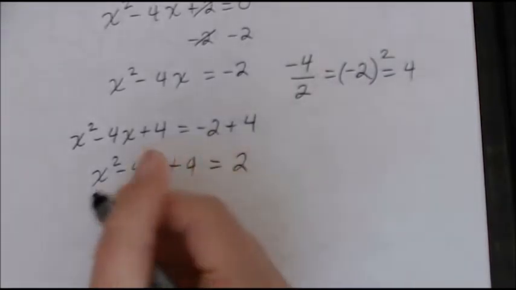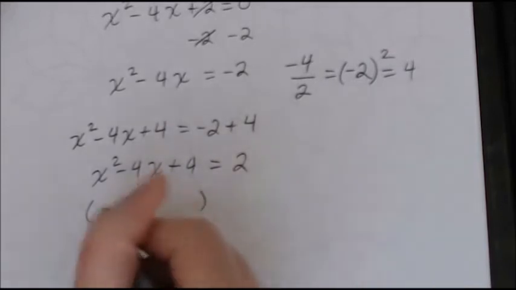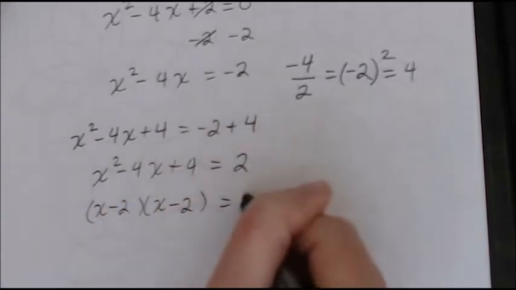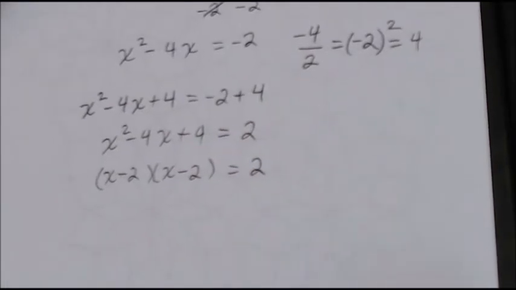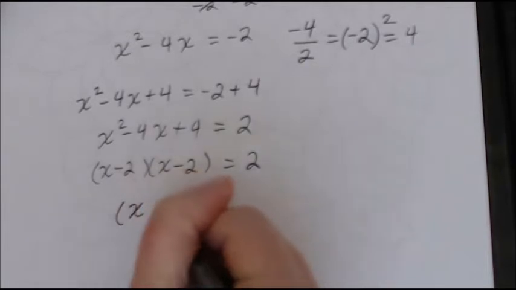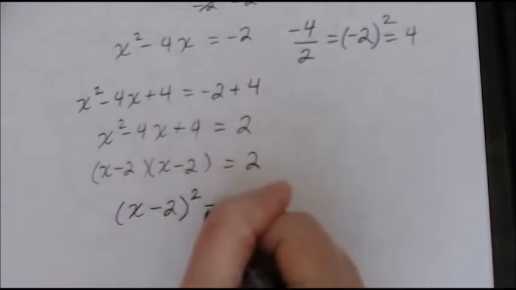Take a look. This will break down. This is a perfect square trinomial. It'll break down into x minus 2 times x minus 2. And think about how we could shorten that up a little bit. x minus 2 we could write as x minus 2 squared.